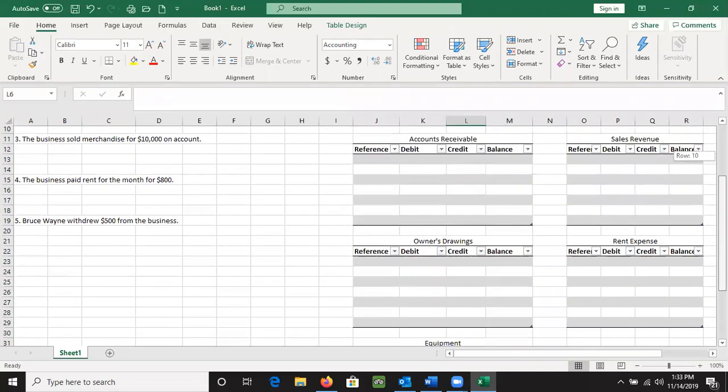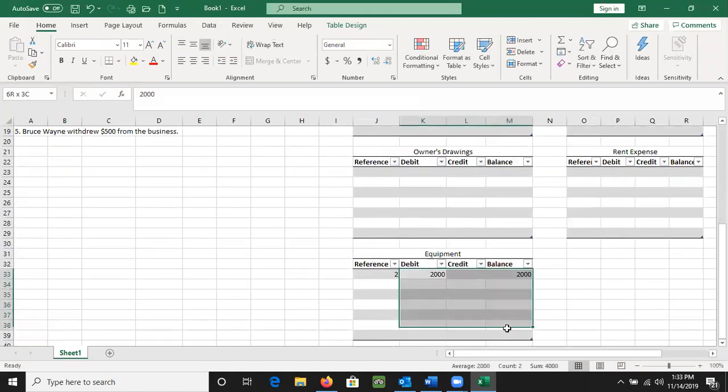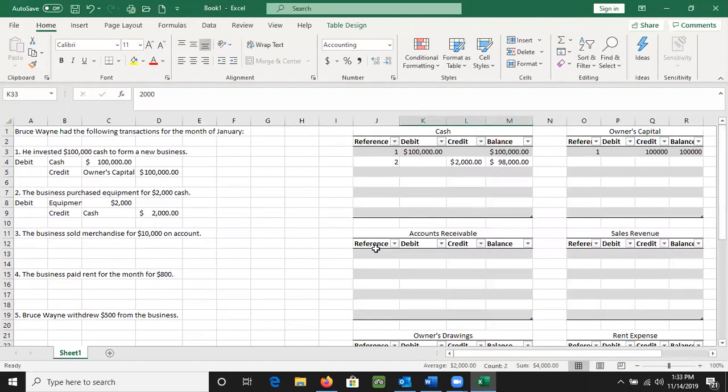Equipment, where do I put it? Down here. So we just reference equipment number 2. We debited it, that same $2,000. So its balance is $2,000. Now we could go ahead and move on to number 3.